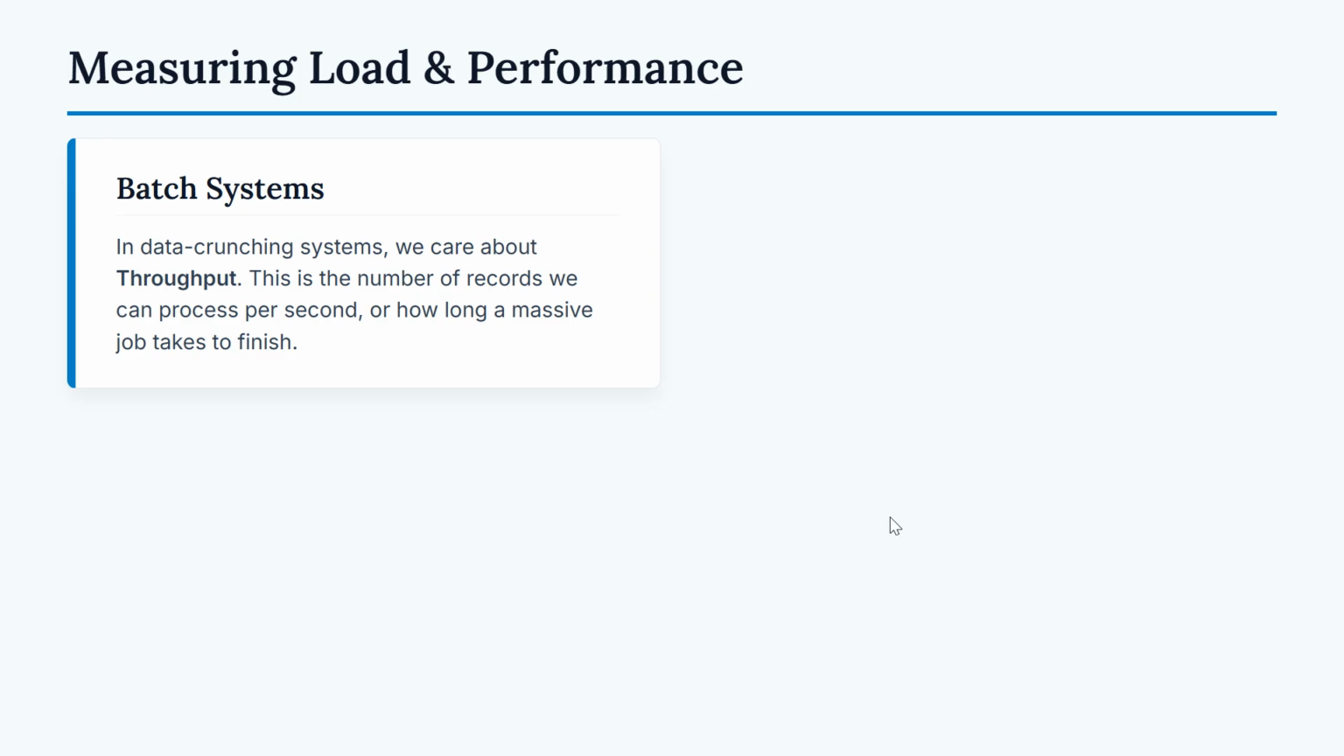First, we look at batch systems. These are systems that crunch data in the background. Here, we care about throughput. Think of this like a factory. Throughput is simply how many boxes we can build and ship out every single second.